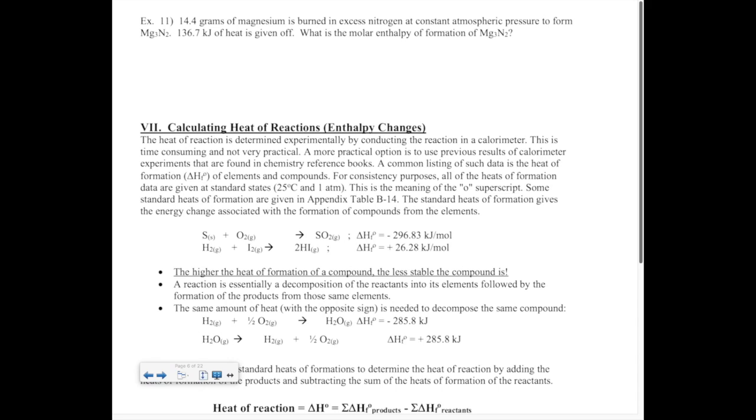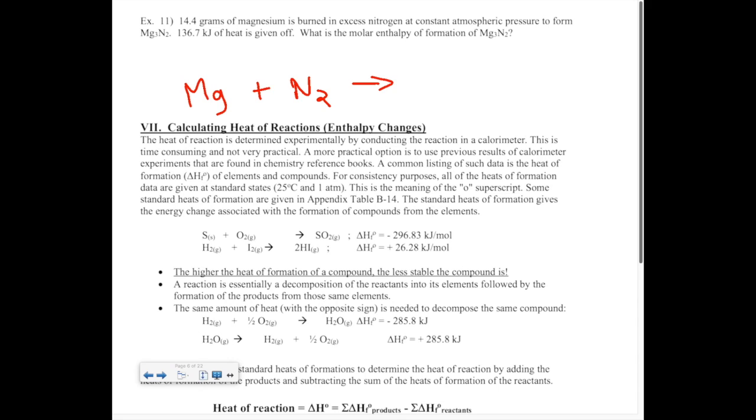Example number 11 says that 14.4 grams of magnesium is burned in excess nitrogen at constant atmospheric pressure to form Mg3N2. 136.7 kilojoules of heat is given off. What is the molar enthalpy of formation of Mg3N2? I need to first find my equation, and it says that we had magnesium and it was burned in the excess nitrogen. So excess nitrogen is going to be N2.